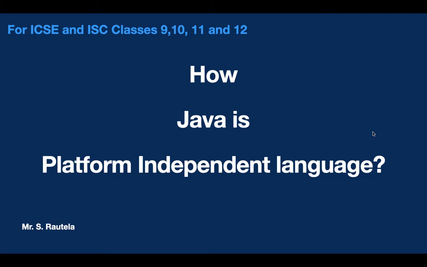So here we'll try to know why Java is a platform independent language, so that it can run on different platforms. That makes Java a unique language. That is why it is vastly used for internet based applications. So first we'll try to know how it really works. So let's begin.